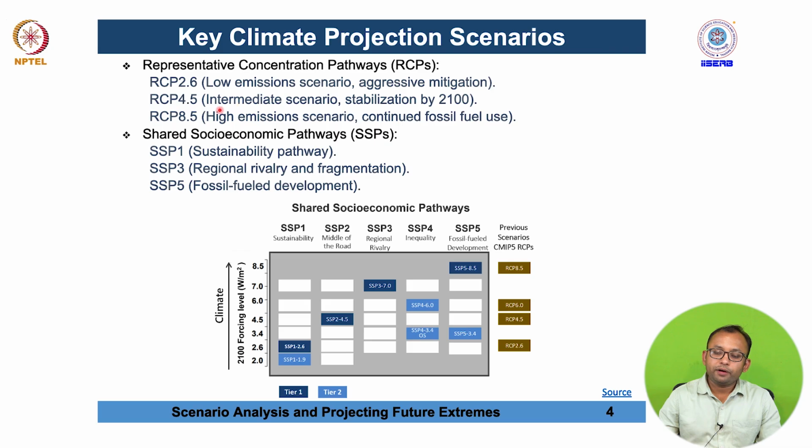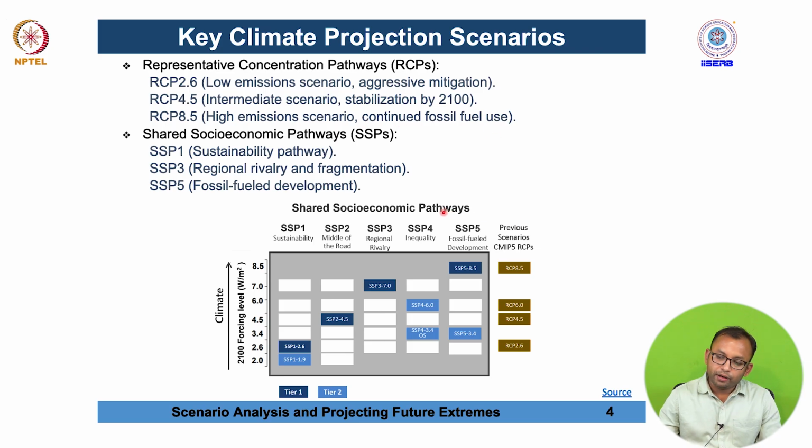In RCP 4.5, we have assumed that it would be a kind of an intermediate scenario, where we will reach the stabilization of greenhouse gases by 2100. Then RCP 8.5 is kind of a high emission scenario, where we are talking about continued fossil fuel use, and that is going to increase the greenhouse gas emissions in that particular scenario.